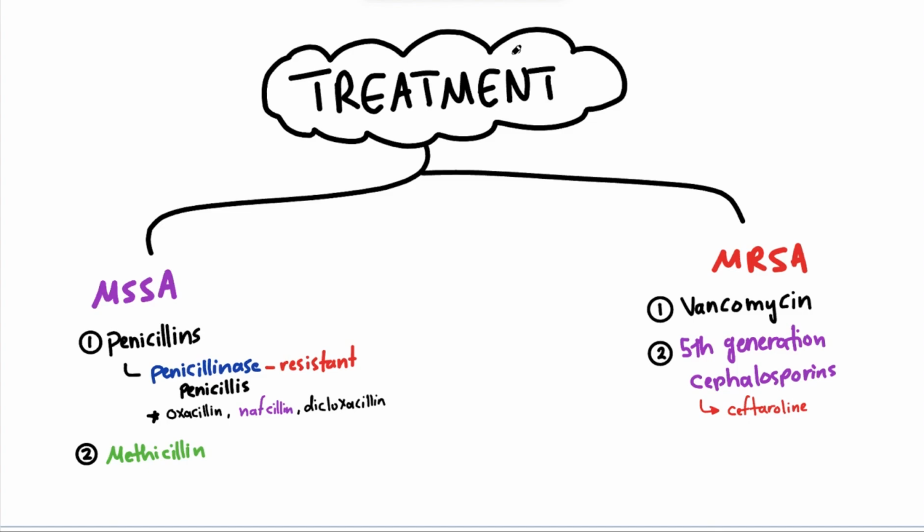Alright, now that we understand everything about this bug and what it does, its signs and symptoms and its characteristics, let's discuss the treatment. Now, when it comes to treatment, we have to check, is this bacteria methicillin sensitive Staph aureus or is it methicillin resistant Staph aureus? And the difference between these is that this one is much more severe and is typically a nosocomial infection, meaning that patients get it from hospital settings.